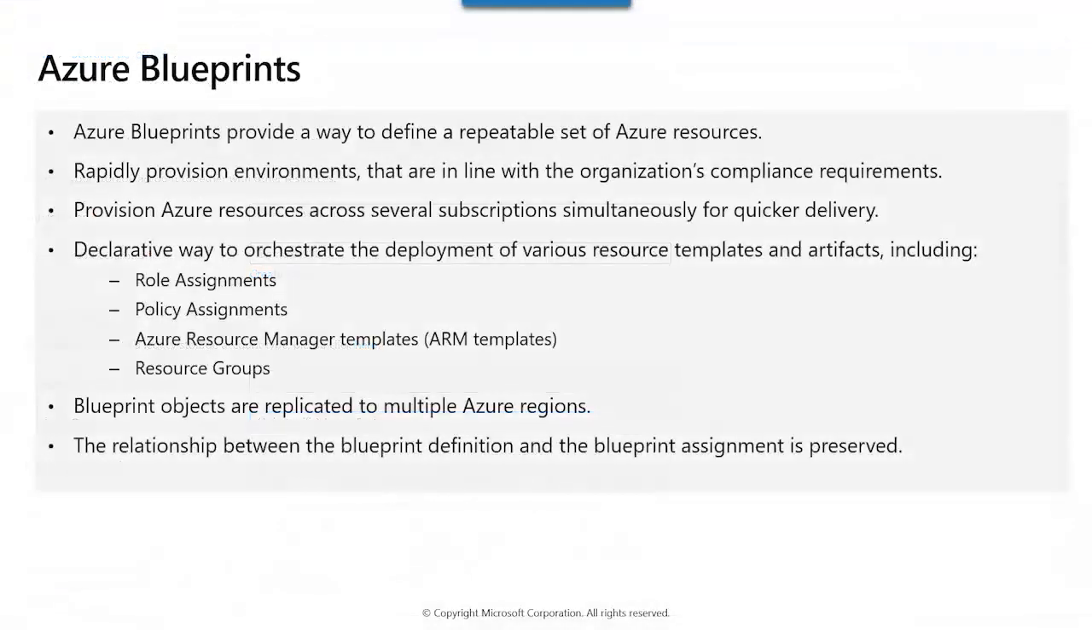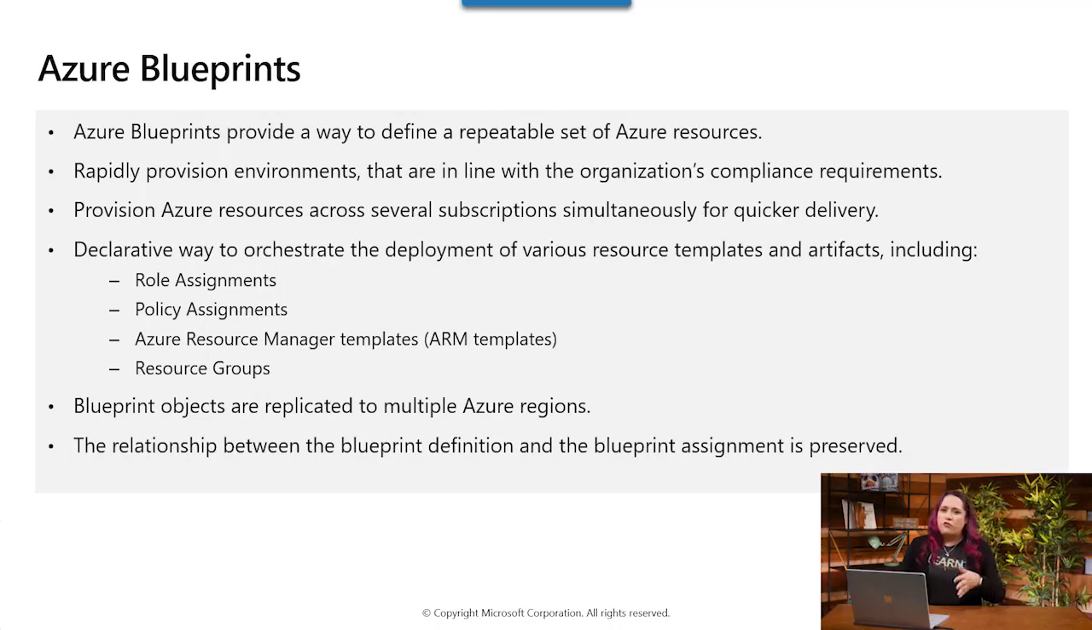So let's say that you've created these policies, you've created these role-based access controls, and you want to take all these settings and apply them to another environment. Well, that's where you can use an Azure Blueprint. And I want you to think of these blueprints as the same ones that architects use to design a building. Azure Blueprints allow your cloud architects to define and create a repeatable set of Azure resources that you can use to quickly build out new environments, and it's going to have all the same compliance and security standards.